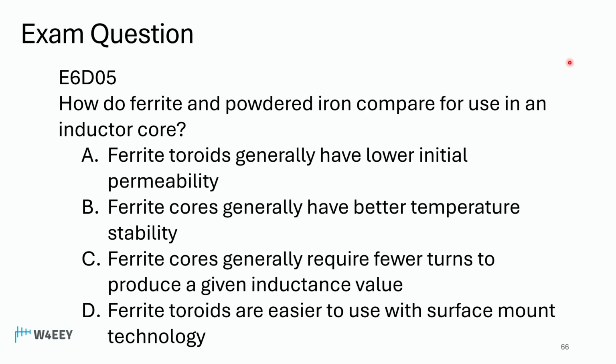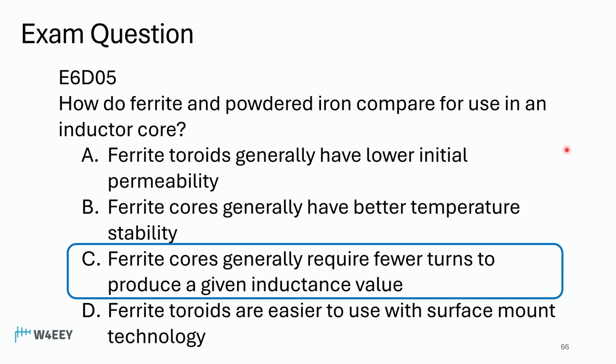How do ferrite and powdered iron compare for use in an inductor core? Remember, there were some advantages of one over the other depending on how you were going to use it. C. It is C, Charlie. Yep, ferrite cores generally require fewer turns to produce a given inductance value.